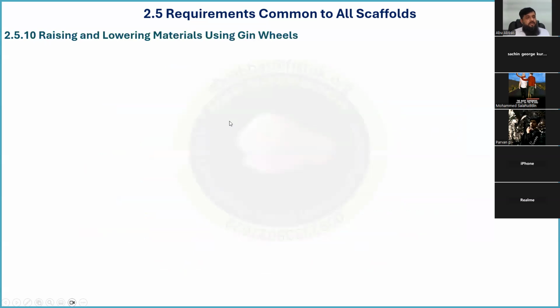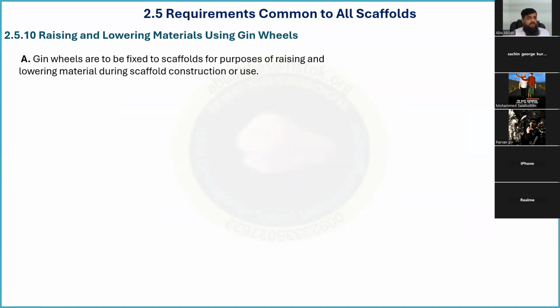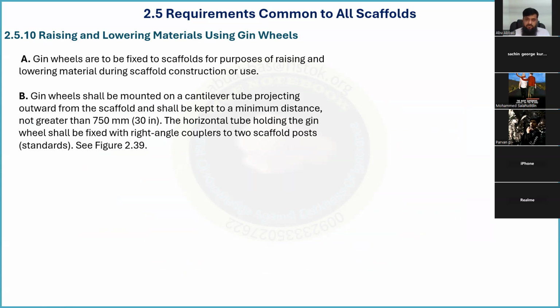Okay. 2510 rising and lowering material using gin wheel. Gin wheels are to be fixed to scaffold for purpose of rising and lowering material during scaffold construction or use. Again, even when we are using it, we can use them as well. Shall be mounted on a cantilever tube projecting outward from the scaffold and shall be kept to a minimum distance not greater than 750 mm, 30 inches beyond the platform.